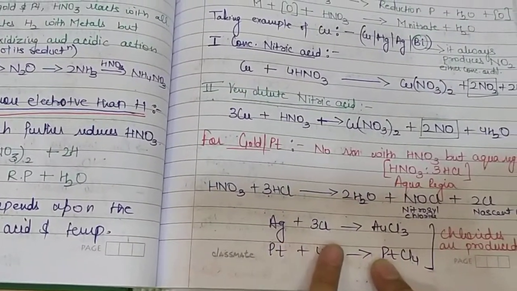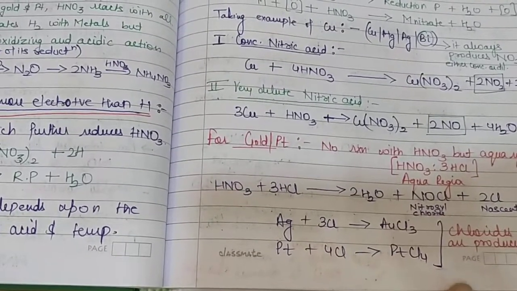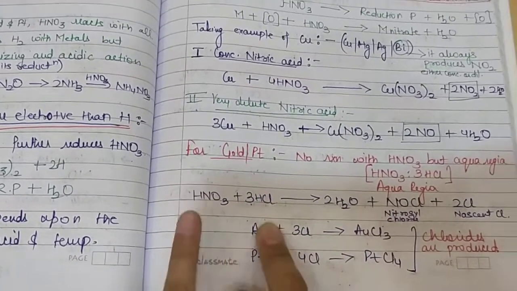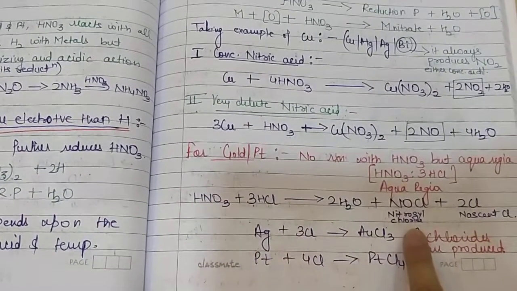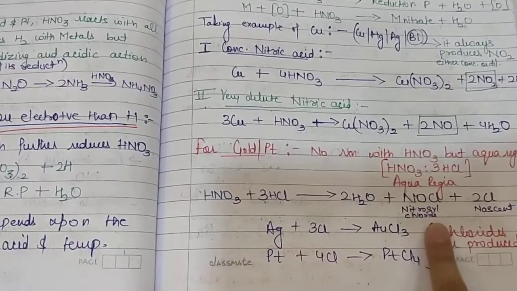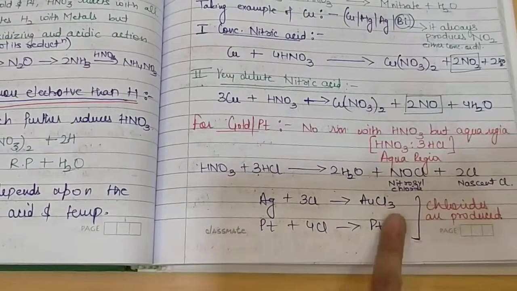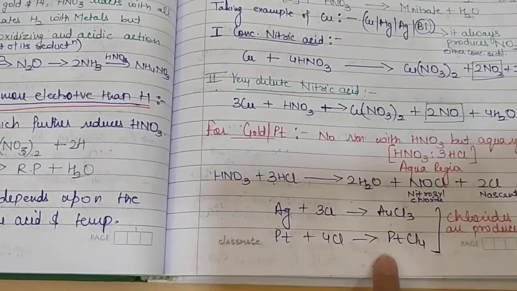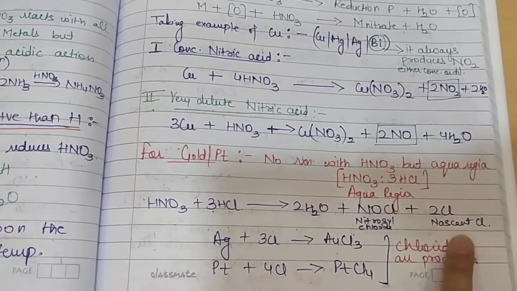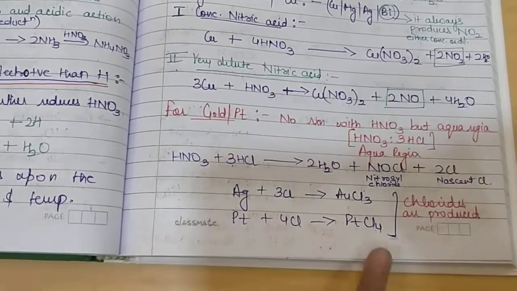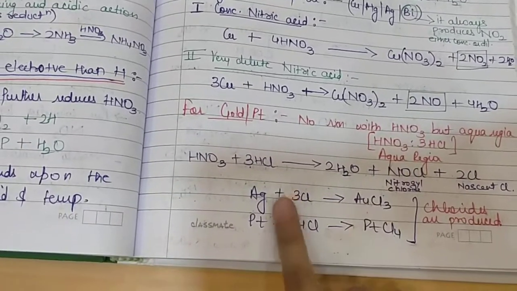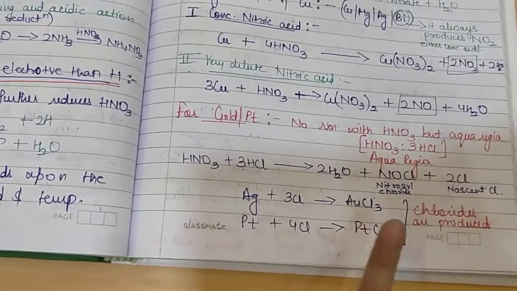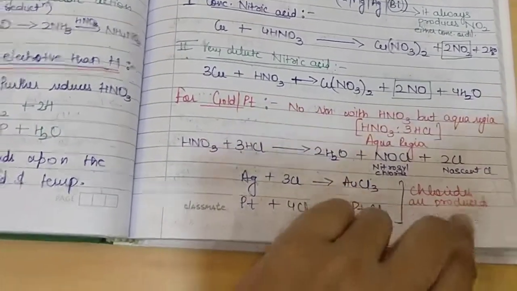Silver, when it reacts with aqua regia, in which NOCl is the product which further reacts with different metals to produce their chlorides, and also nascent chlorine is produced here. So out of this reaction, when these metals react with aqua regia, here gold should be there, we get chlorides of those noble metals.